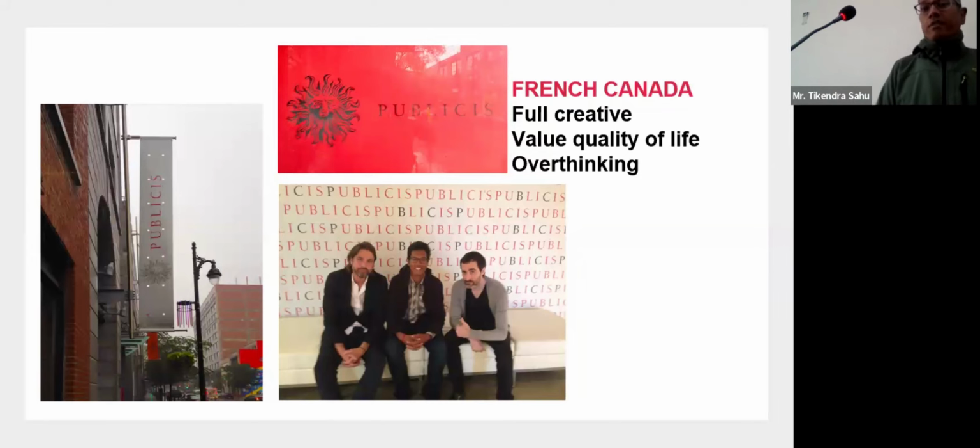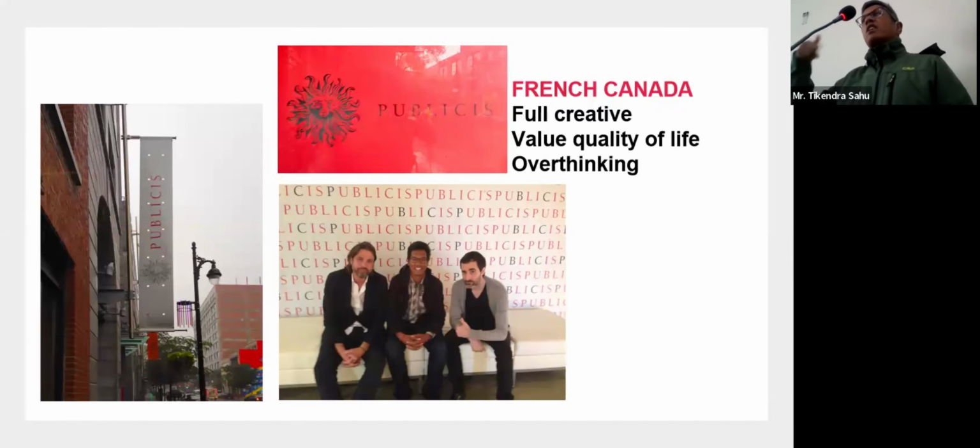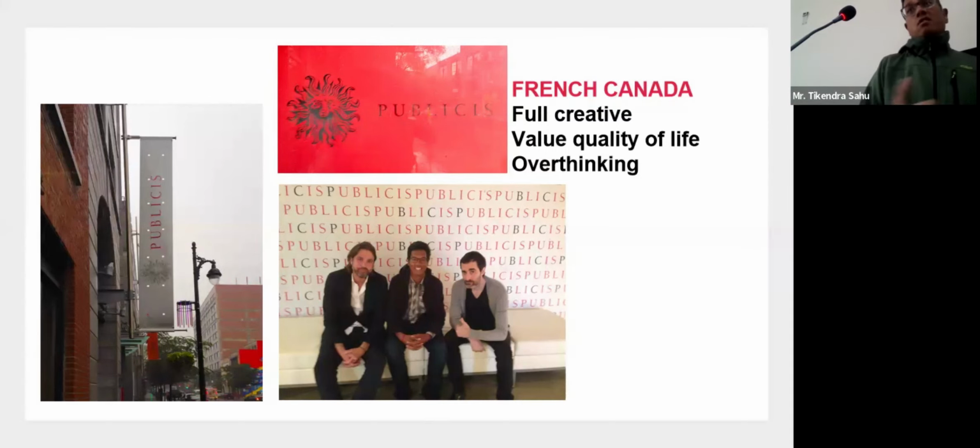Also, they're full of creativity, but the French Canadians are overthinking a lot. More like, okay, this idea can work. Sometimes I said this idea can work, but then the French Canadians say, well, we need to think over that. We need to think over that. Maybe it doesn't work at all. So they think, in my opinion, a bit too much on that. But that's the culture. Sometimes it works.